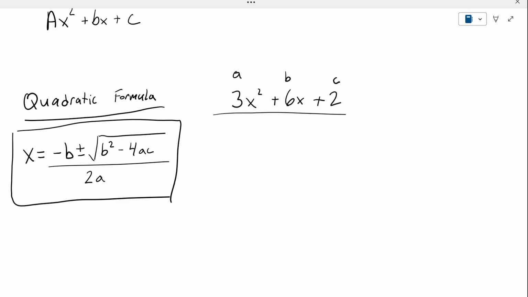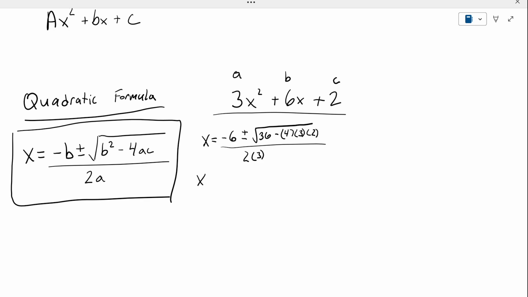So let's do an example and see how we would find the roots of this polynomial function. You can say x is equal to negative b, and b is 6. So negative 6 plus or minus the square root of b squared. So b squared is 6 squared, so that was just 36, minus 4ac. So minus 4 times a, which is 3, times c, which is 2, all over 2a, 2 times 3.